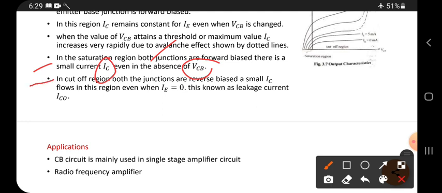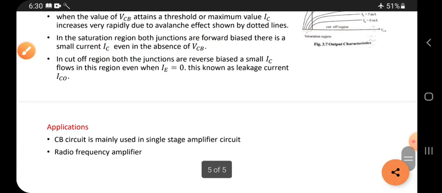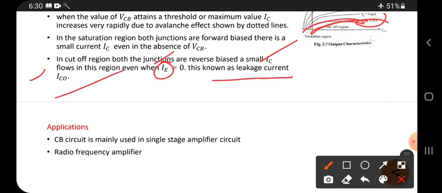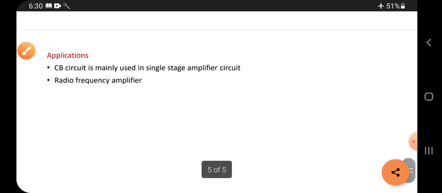In cutoff region, both junctions, input section and output section, must be reverse biased. Then only it works in cutoff region. One forward and the other reverse, that is active region. Both reverse, that is cutoff. Both forward, that is saturation. In cutoff region, a small IC flows even when IE is 0. This is known as leakage current, ICO.